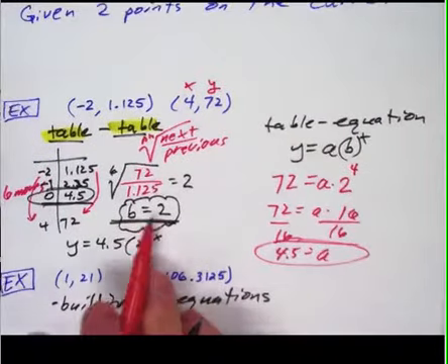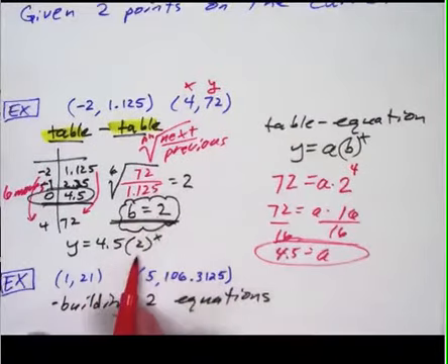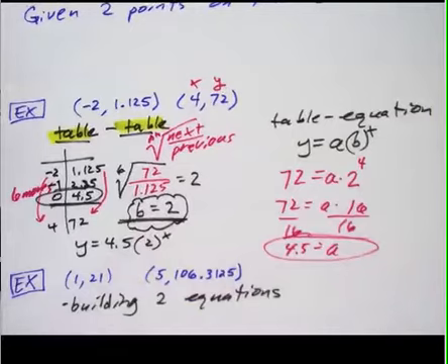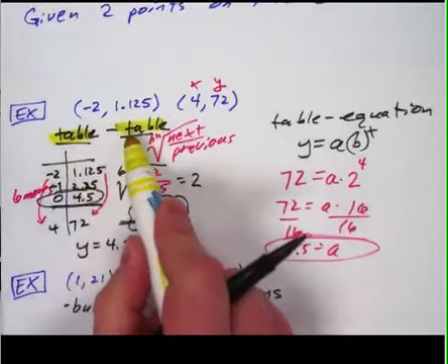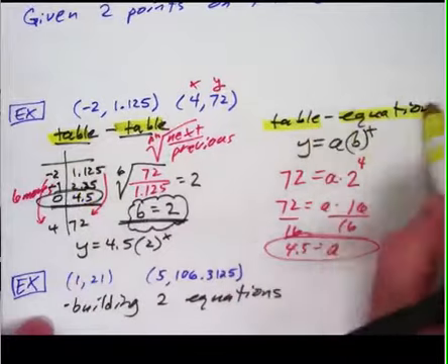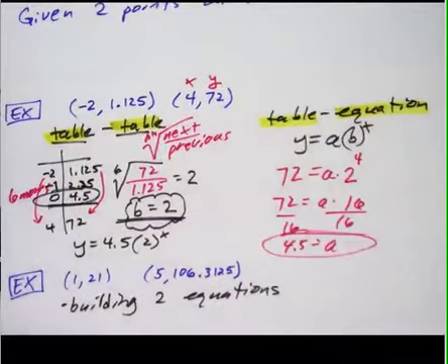So 4.5 times my b value, which would be 2 to the x. And that's the same exact equation that we had here. So there are people who like to start with the table, and then they stay with the table. Or you could start with the table and you can go to the equation to find your initial value.